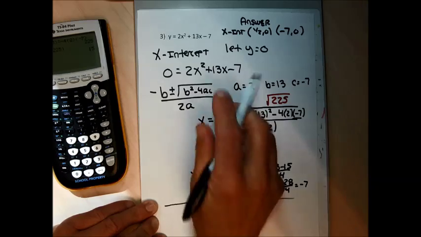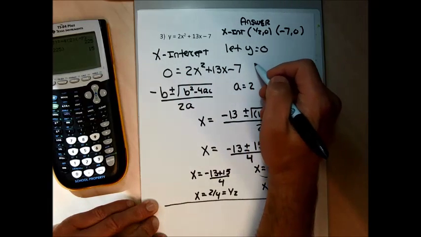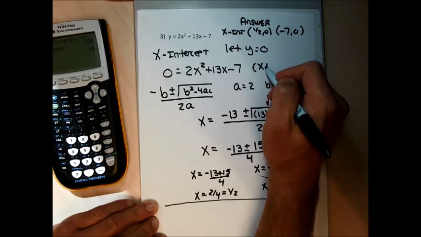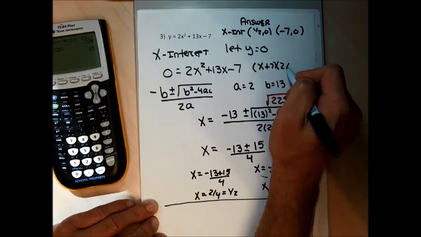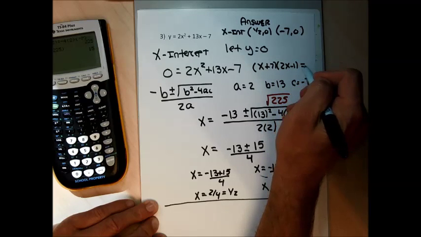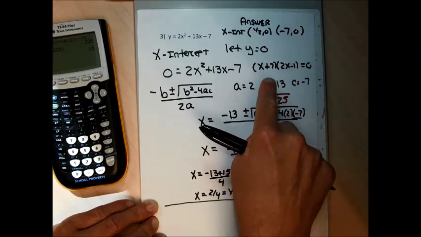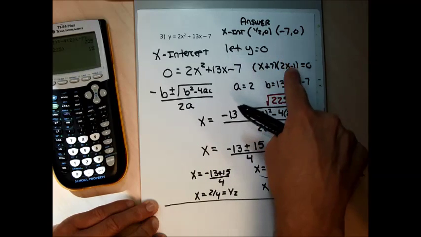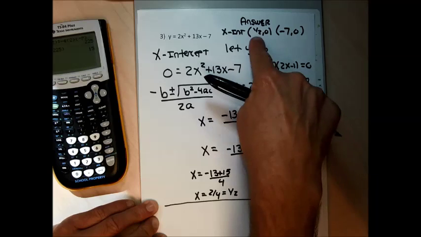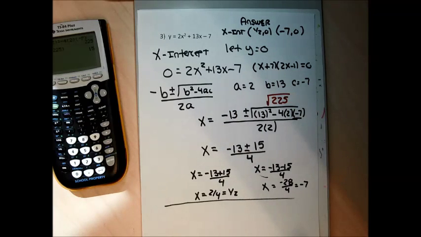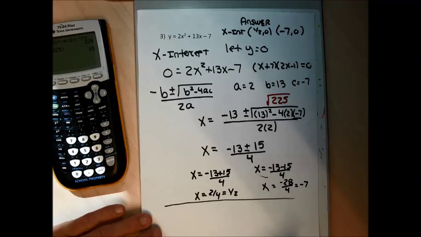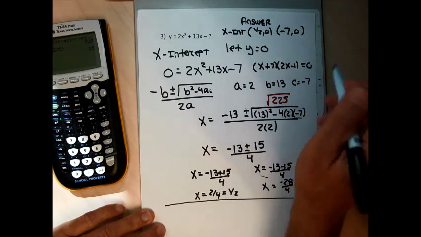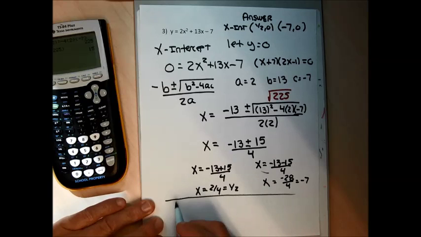If you wanted to, you could have factored this. This thing's going to factor into x plus 7 times 2x minus 1. And if you factored it, you could have said x plus 7 equal to 0. That would give me x equal to minus 7. And 2x minus 1 equal to 0 would give me x equal to 1/2. You're more than welcome to solve that by factoring. I won't take the time to show you how to factor that. But if you want to learn how to factor that, I can come to my office and I'll show you.